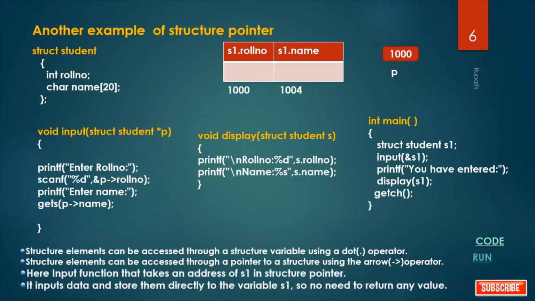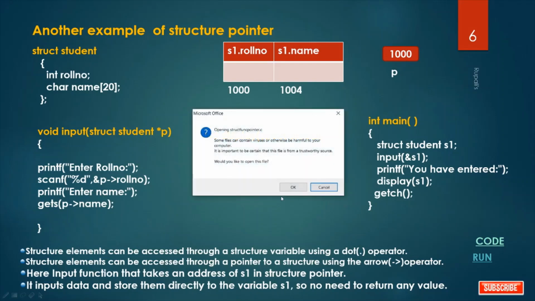So here the input function takes the address of s1 in a structure pointer. See here, it inputs data and stores it directly to the variable s1. So no need to return any value, because I am passing the address. So directly it's stored here. So no need to return any value.